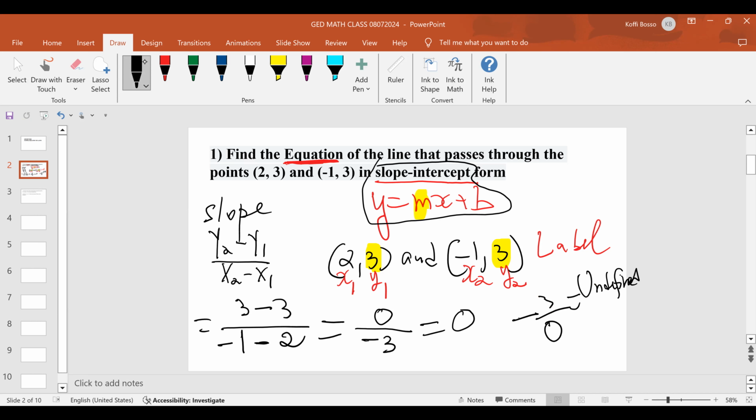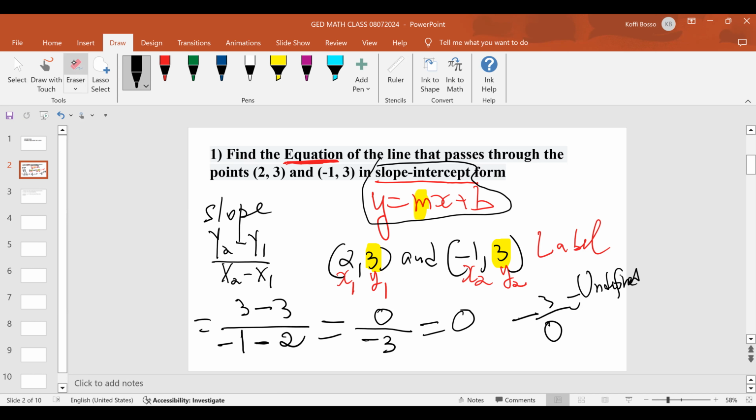Remember, if it's undefined, the calculator will show an error, which means it does not exist. Yesterday they asked you to find the equation of a line and they gave you the slope. That's why we didn't calculate the slope anymore. When they don't give you the slope, you have to calculate it. So everything is a step-by-step process. If they give you the slope, you don't need to calculate it anymore, you just use it. If they don't give you the slope, you have to calculate it, which is the case here.